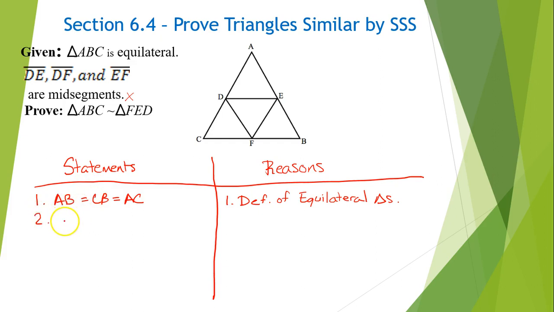Now in statement 2, I'm going to list that it is given that DE, DF, and EF are midsegments. So DE, DF, and EF are midsegments. I'm going to abbreviate that. Okay, that is given. Now let's go to 3.